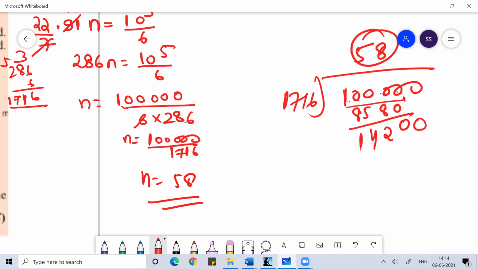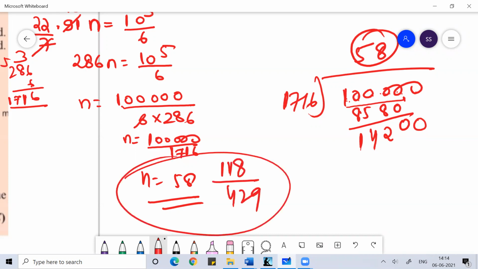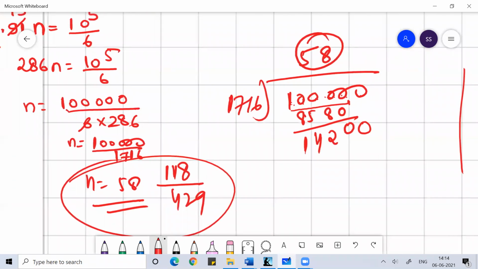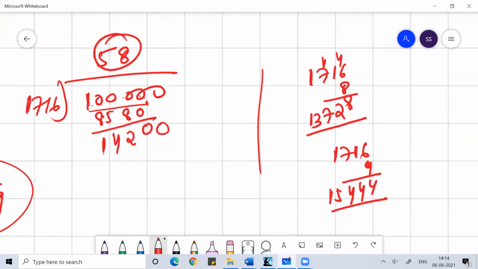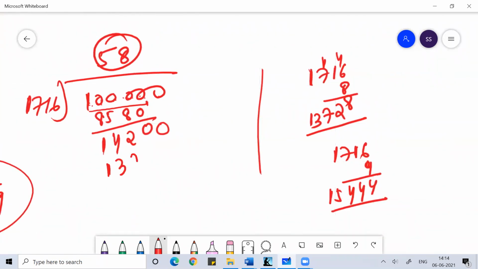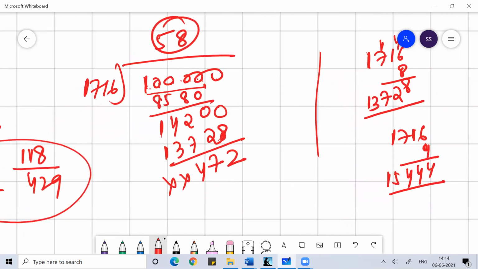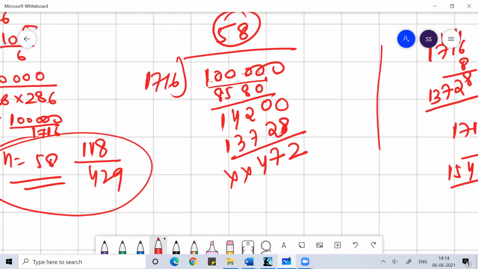The answer is given as 58, 118 by 429 something. The number of revolutions should be an integer only, so it should not be in decimal according to me. If I do this, 1, 3, 7, 2, 8, this is 29 minus 27, this is 4. This and this will get cancelled.